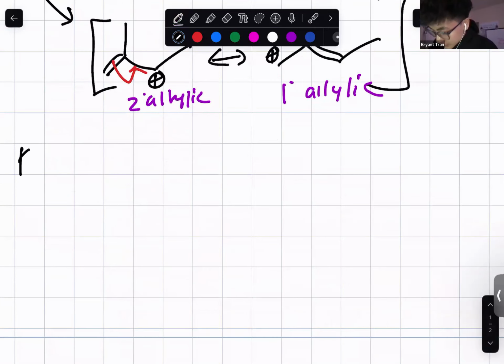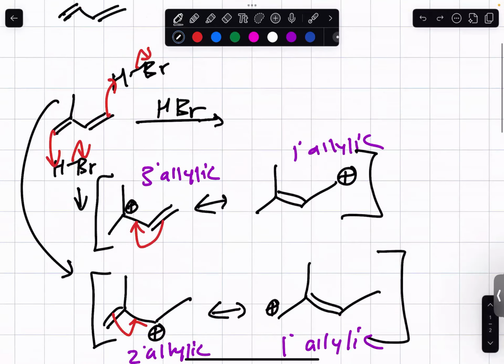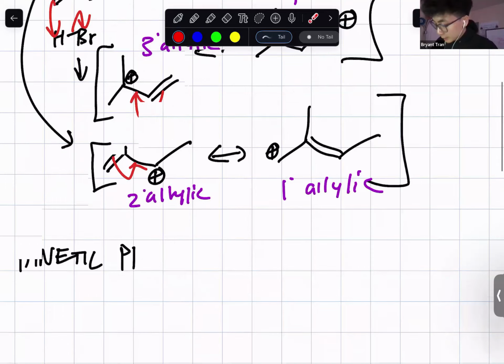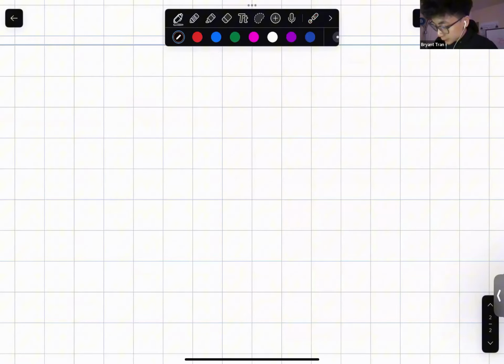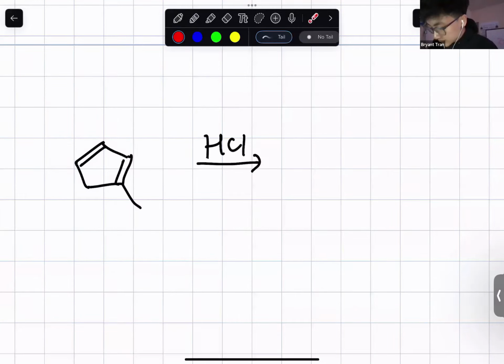I have a question. Will it always be allylic when you're doing conjugated dienes, or is this just a usual thing? Yeah, it will. When you form the carbocation, we will more likely form the allylic carbocation because it is more stable. If I were to give you this conjugated system and react it with HCl, let's focus on this alkene right here.